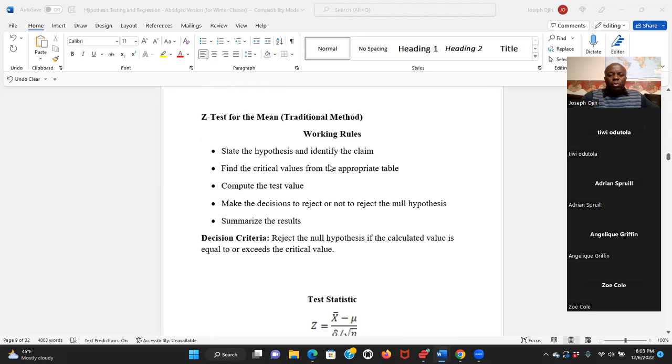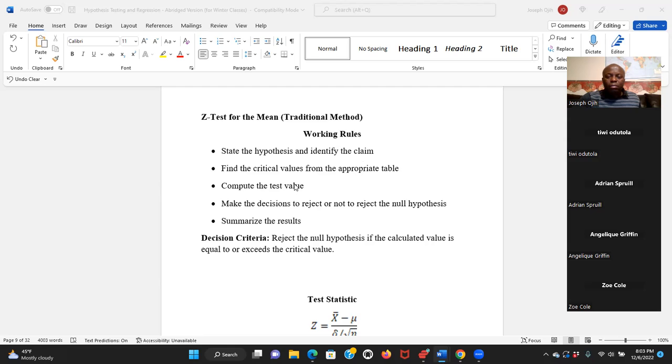Let's start with the traditional method. Under the traditional method, we state the hypothesis and identify the claim. I've already shown you how to state hypotheses. Then we find the critical values using the table. Here we use the table of normal distribution, which we used for the normal probability distribution and also for confidence intervals last week.